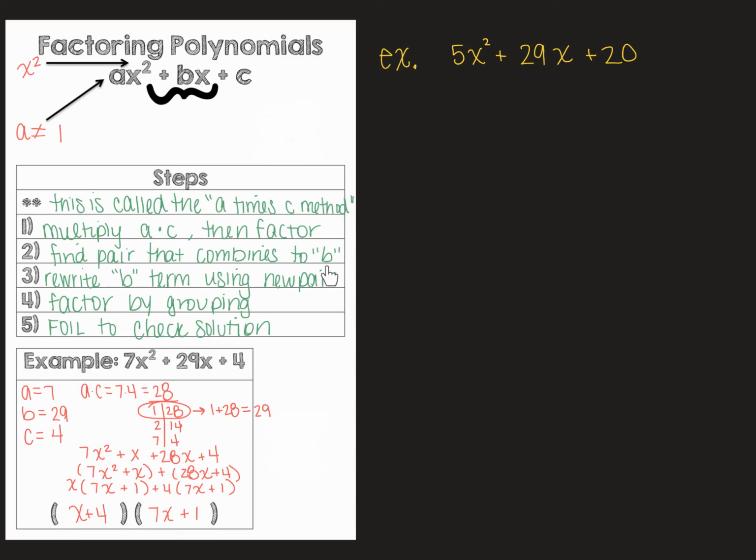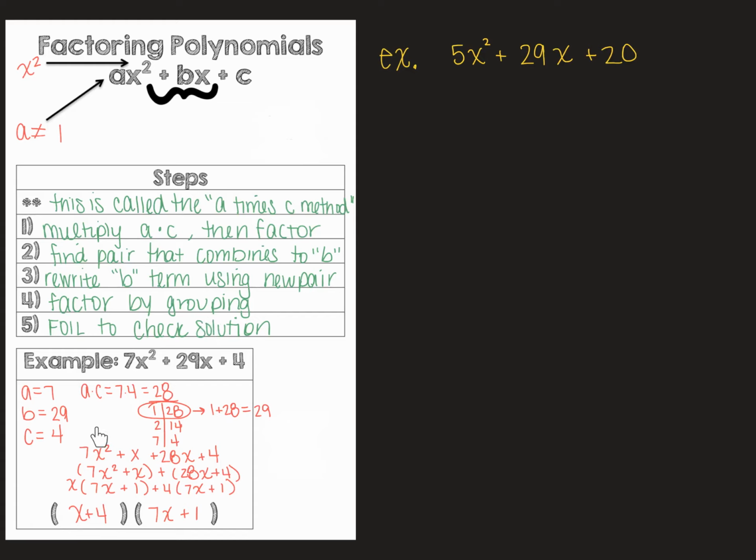Once we do that, now we have to break this up, and it's going to feel weird because we're going to make our problem bigger. We're going to rewrite this b term. We're going to break it up using our new pair. We're going to factor by grouping, which if you still need a little bit of assistance on that, there's that earlier video, factoring by grouping. And again, FOILing to check your solution.